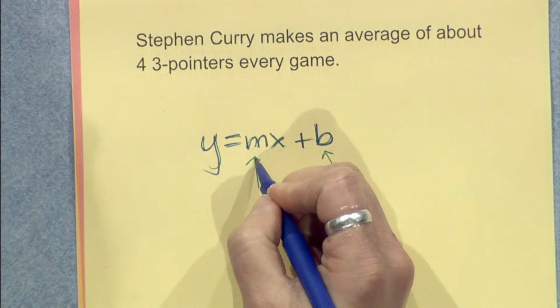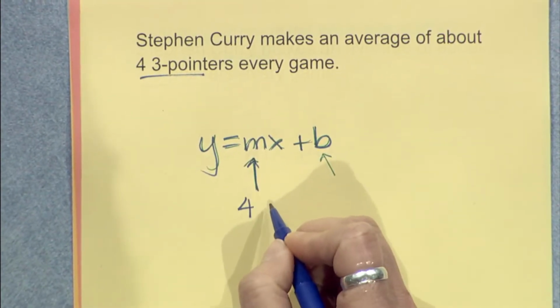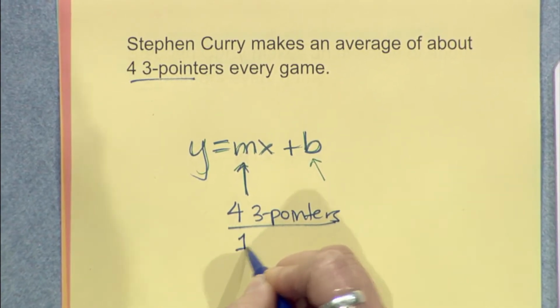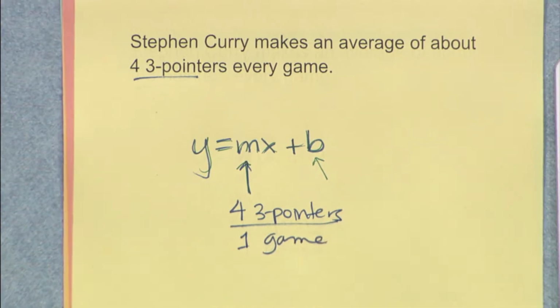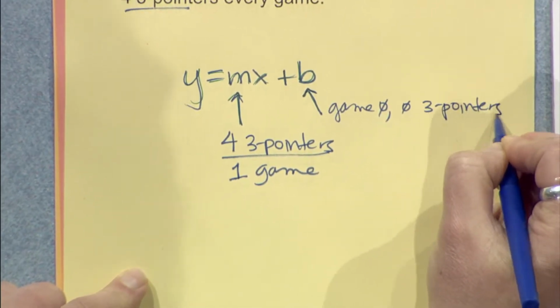Yeah, so what we have here basically is a rate. You have 4 3-pointers every 1 game. And so that's going to actually be our slope. It's going to be up 4 to the right 1 because that's our rate. Our initial value, we're just going to say we're at game 0 and there's 0 3-pointers because we don't have any background. It's not like we're starting with his stat at game 12. We're just starting at game 0, 0 3-pointers. He makes 4 3-pointers every game.